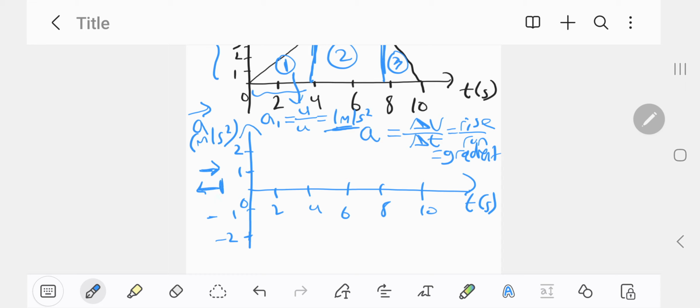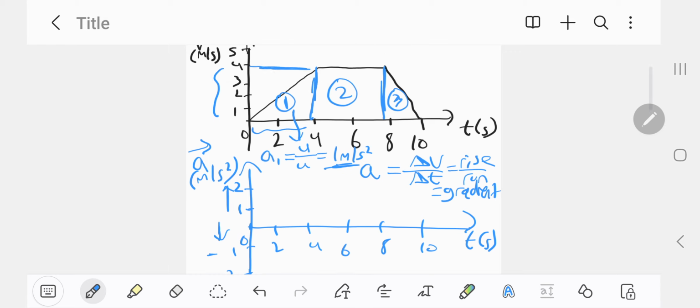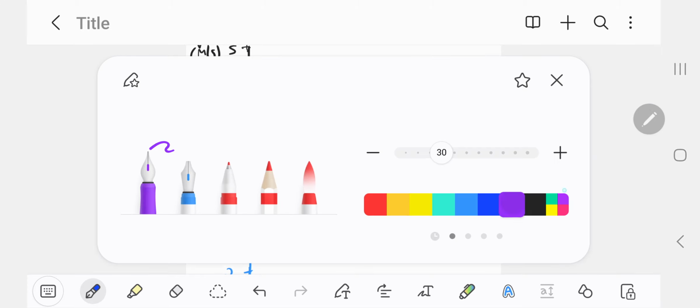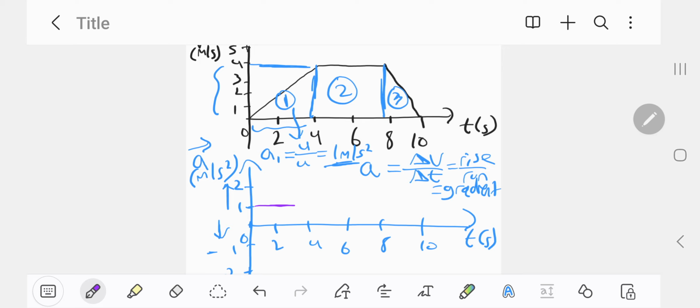Okay, you have to choose a reference point. That's the origin here. That's positive acceleration, and that's negative acceleration here. That's deceleration, in other words. So for the first shape, 1 meter per second squared from 0 to 4 seconds is this. It stops there at 4.